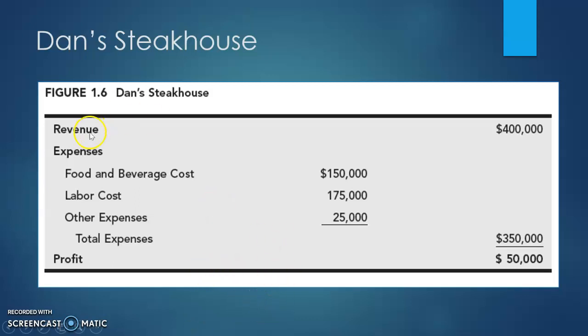Any profit and loss statement will have the revenue up top. So this is for Dan's Steakhouse. Here is his revenue, okay? And then you will have all of your expenses that are listed. So here he has food and beverage costs, he has labor costs, and then he has other expenses, okay? So those are all the expense categories for Dan's Steakhouse. He only has 3, good for him.